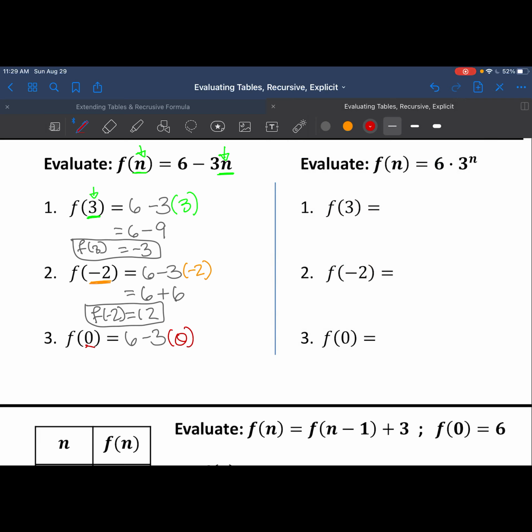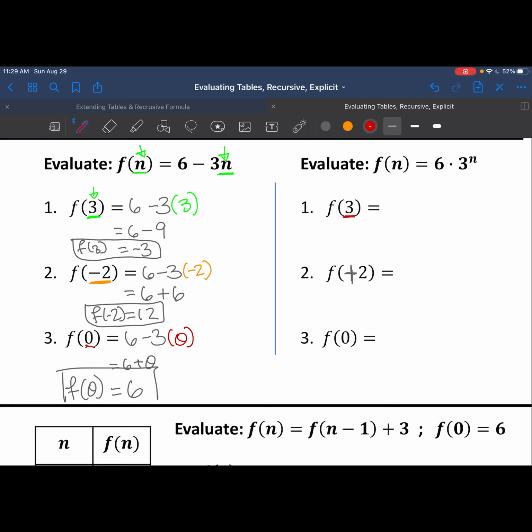Negative 3 times 0 is 0, so now we have 6 plus 0. 6 plus 0 gives us 6, so f of 0 equals 6. Now let's evaluate with a geometric explicit. So let's make sure first, this number 2 here is supposed to be a positive 2. Then let's start evaluating this first one.